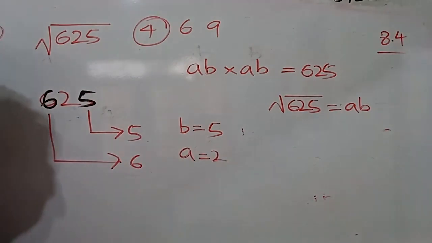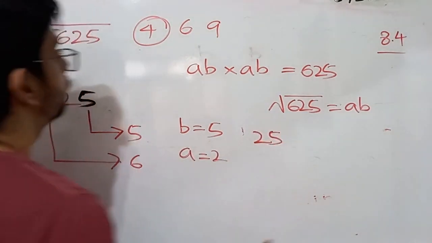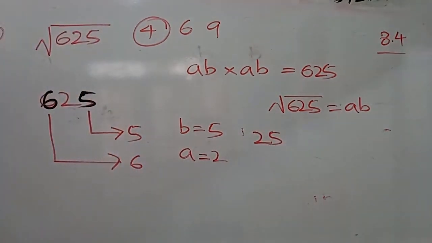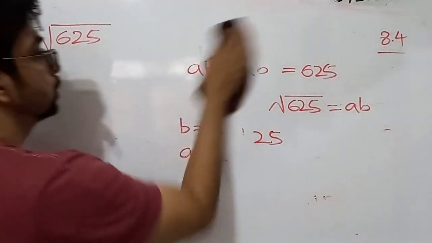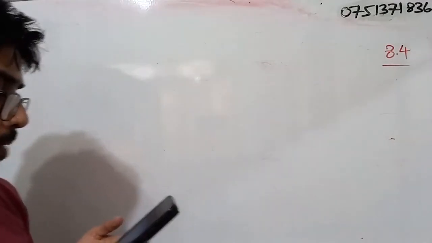So what can be the number? 25. That means the square root of 625, that is what? 25. Find the square root of each of the numbers given below by observation.